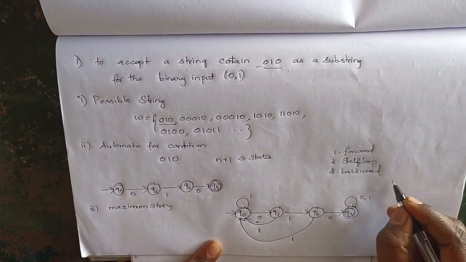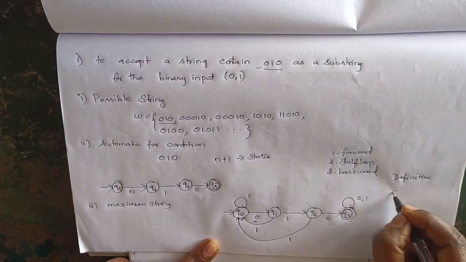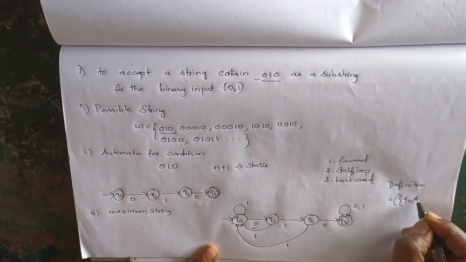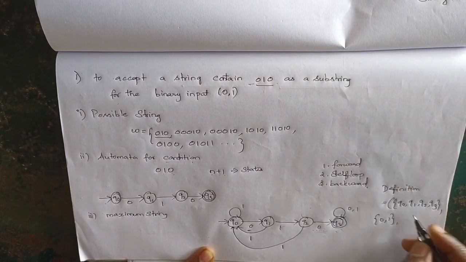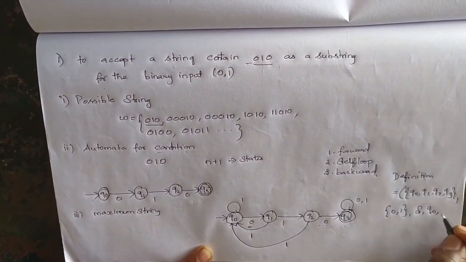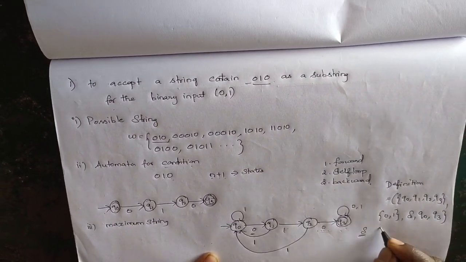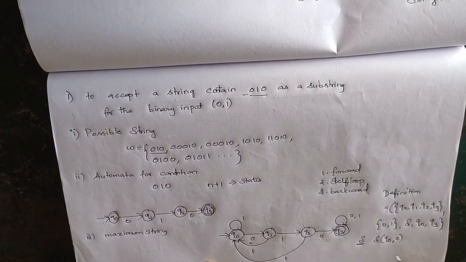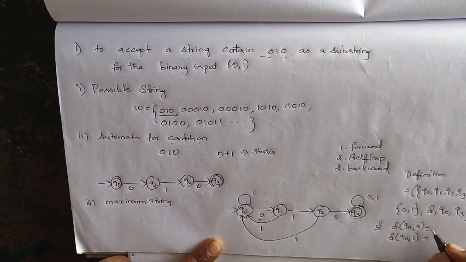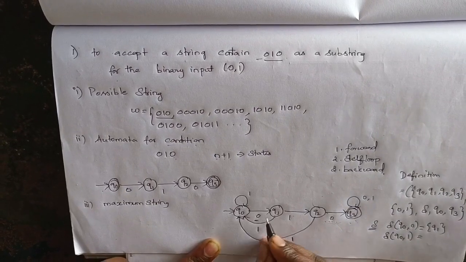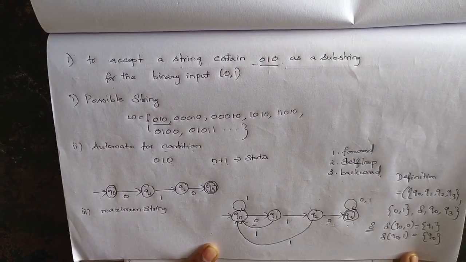Then we have to write the definition. First, the states: we have 4 states Q0, Q1, Q2, Q3. The input is 0, 1. Then delta, the initial state is Q0, and the final state is Q3. For each state we have to write the delta: del of Q0 comma 0, del of Q0 comma 1. We have two inputs. So Q0 comma 0 we go to Q1, and Q0 comma 1 we go to Q0. For this we have to write the remaining states also.